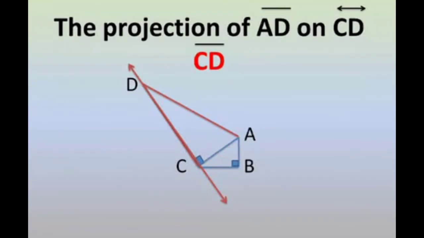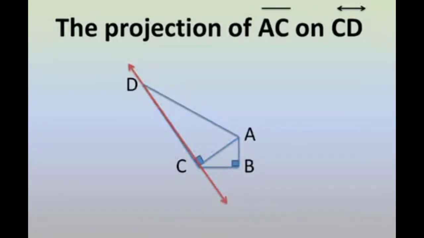Another example. The projection of line segment AC on the straight line CD. AC is perpendicular to the line segment CD. So its projection will be a point, point C. The projection of point A is C, and the projection of point C is the same C. So the projection of line segment AC on straight line CD is the point C.